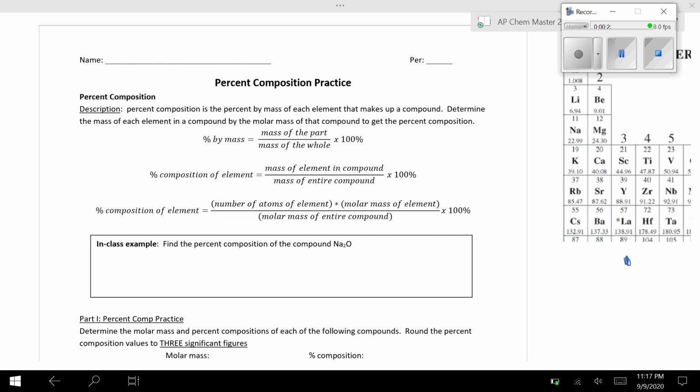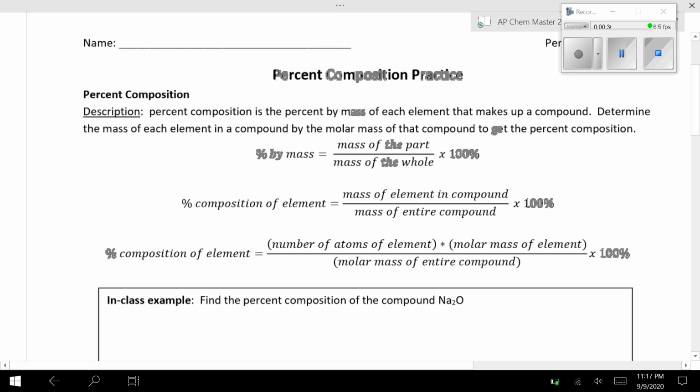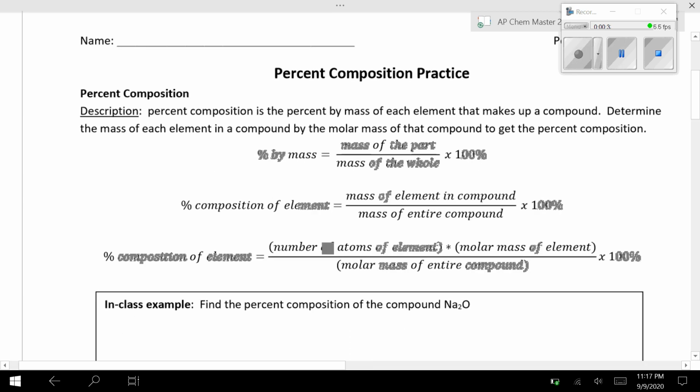So the whole idea of percent by mass, just like a percent in general, the way you find a percent is you take the part divided by the whole times 100. So if we're looking at percent by mass, that means you take the mass of the part divided by the mass of the whole thing and multiply that by 100 to give you a percentage. We're going to be looking at, in this example, the percent composition of an element in a compound. In this context, you take the mass of the part, which would be the element, divided by the mass of the entire compound, that'd be your whole thing, multiply that by 100.